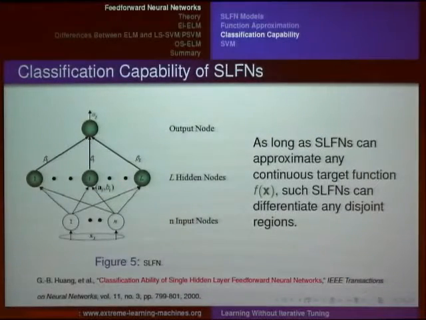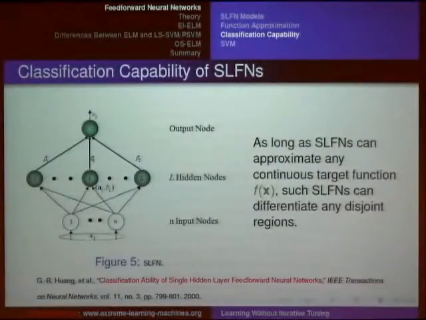But how about classification? Previously we mentioned, from the classification point of view, we already proved that as long as this single hidden layer network can approximate any continuous target function, then we can prove this kind of network can differentiate any disjoint classification regions. That means given any regions, no matter how many input dimensions, as long as this network can approximate any continuous target function, then this network can separate any disjoint classification regions.